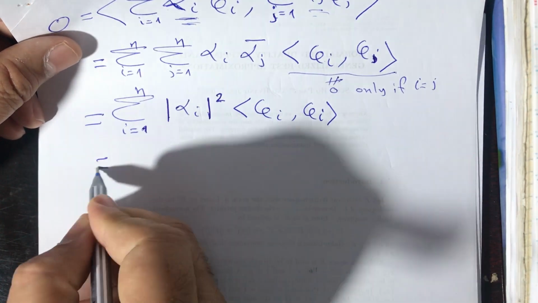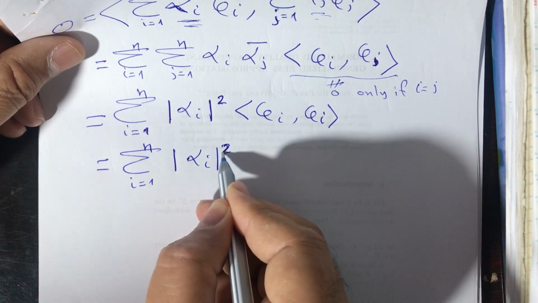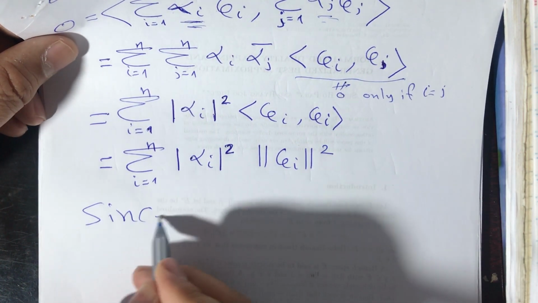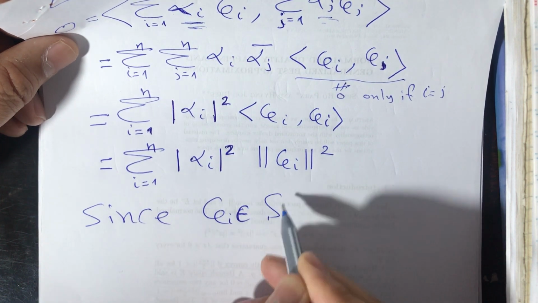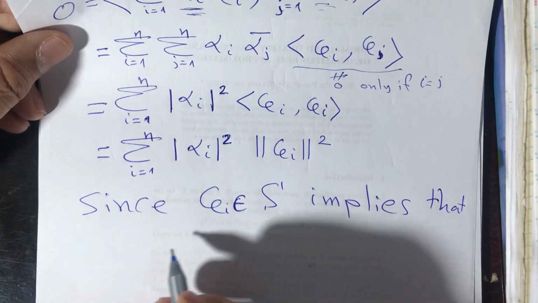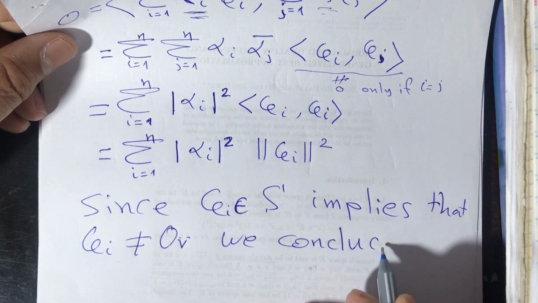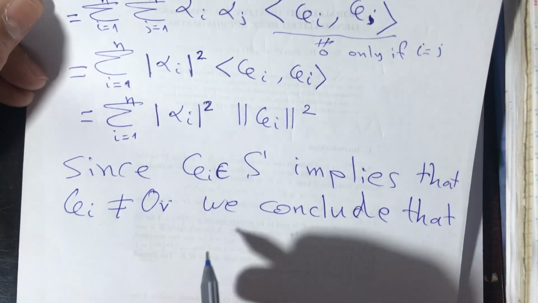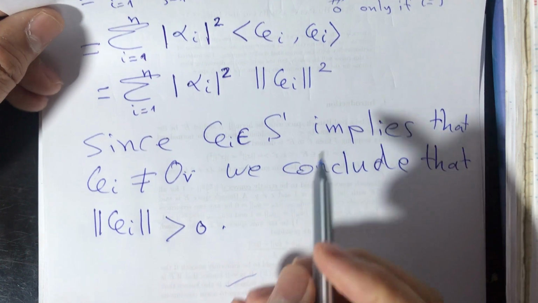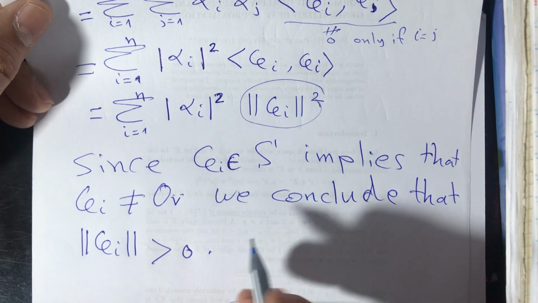So we can remove this from here. And now this is equal to the summation i from 1 to n, alpha i, absolute value alpha i squared, and this will be the norm of phi i squared. Since phi i belongs to the set S, this implies that phi i is not equal to 0 vector. This is not 0. We conclude that the norm of phi i is greater than 0. This is greater than 0, not 0.